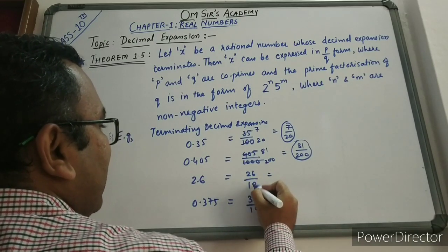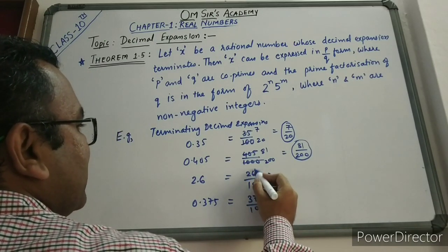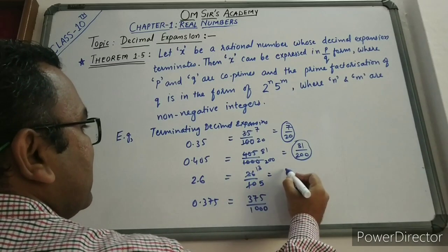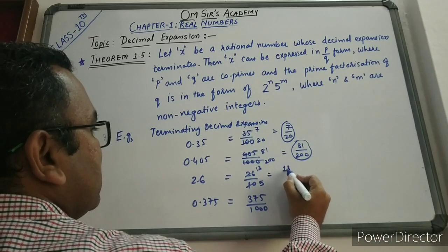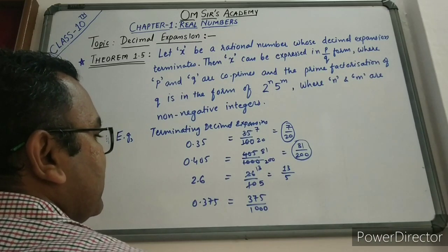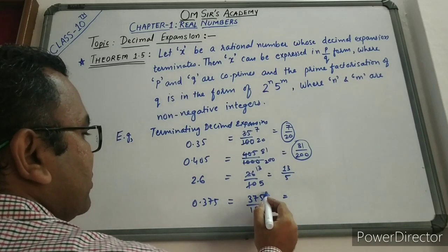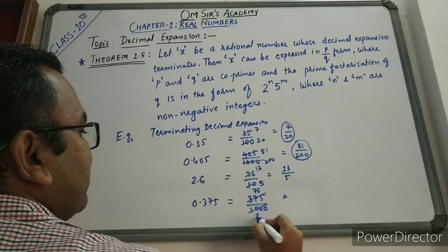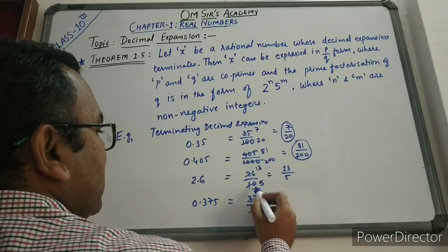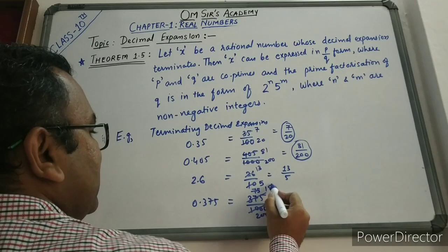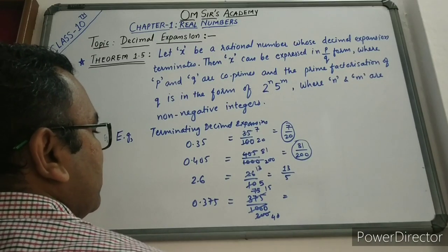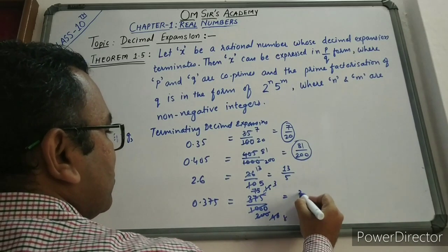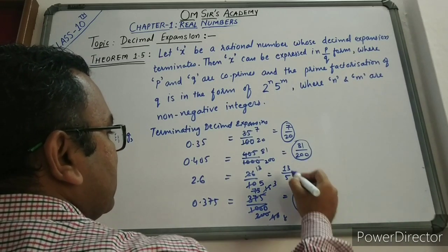Then 26 upon 10, this also I can express in the simplest form: 2 thirteens are 26, 2 fives are 10, so it is 13 upon 5. Is it clear? And 375 upon 1000 can be reduced: 5 seventy-fives are 375, 5 two-hundreds are 1000. Again it is divisible by 5: 5 fifteens are 75, 5 forties are 200. Again it is divisible by 5: 5 threes are 15 and 5 eights are 40. So the answer is 3 upon 8.